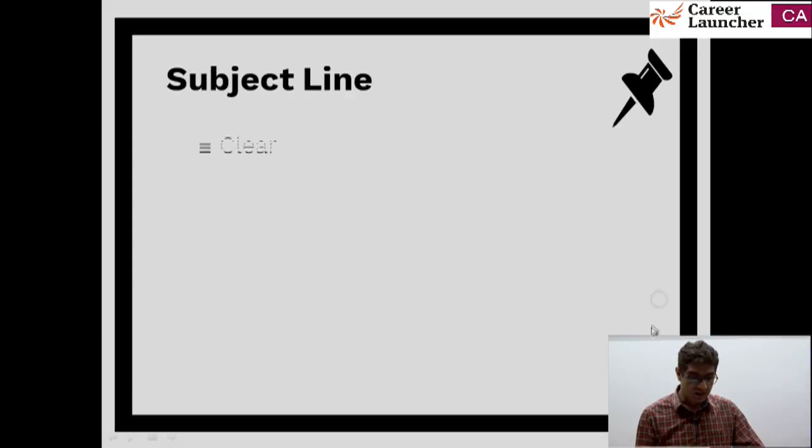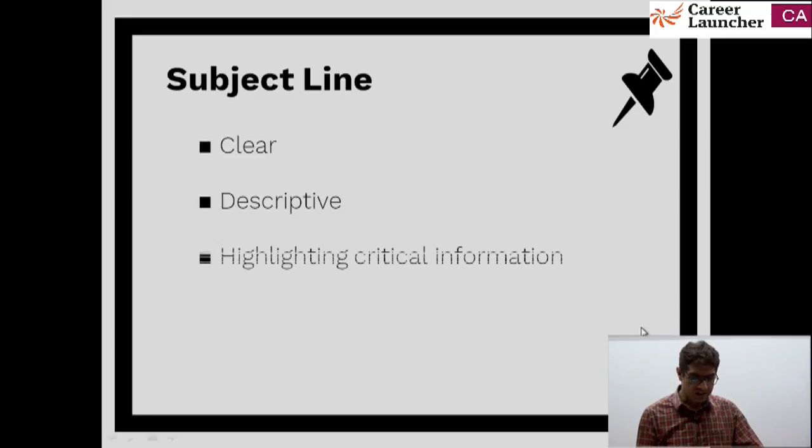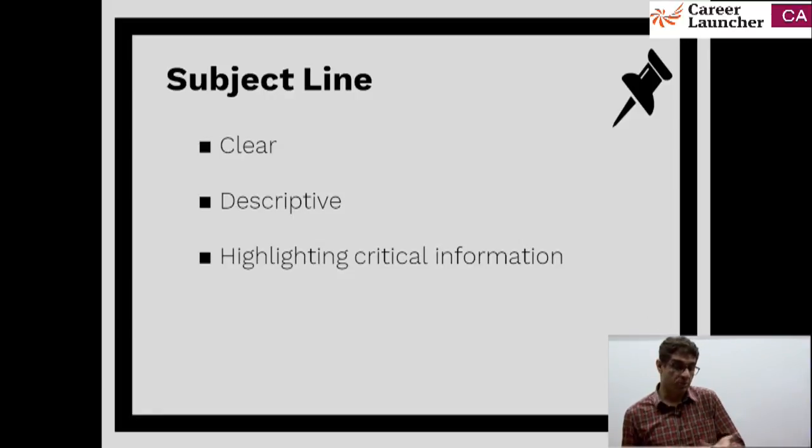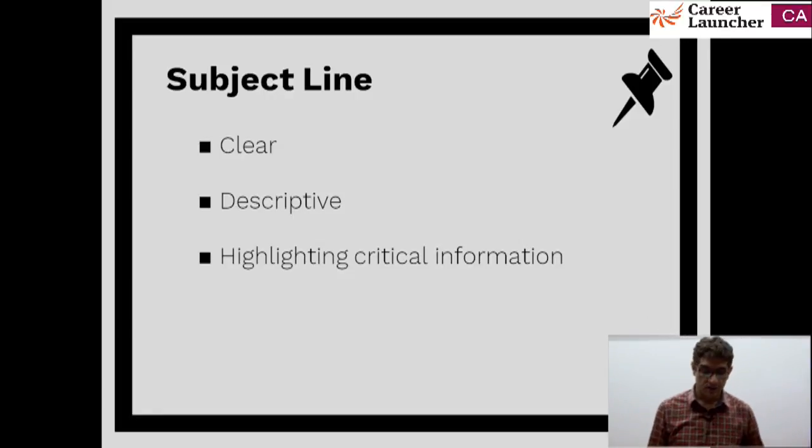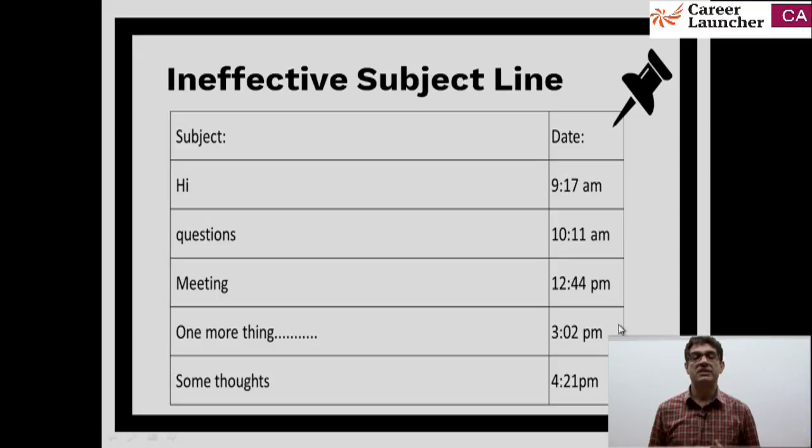And just like a letter, we know that a subject line is supposed to be clear. It should give an adequate description and it should highlight the most critical part of the message so that the other person knows what you're talking about. We looked at some examples while writing letters. Let's look at some more. Now in emails, at times we tend to be informal.